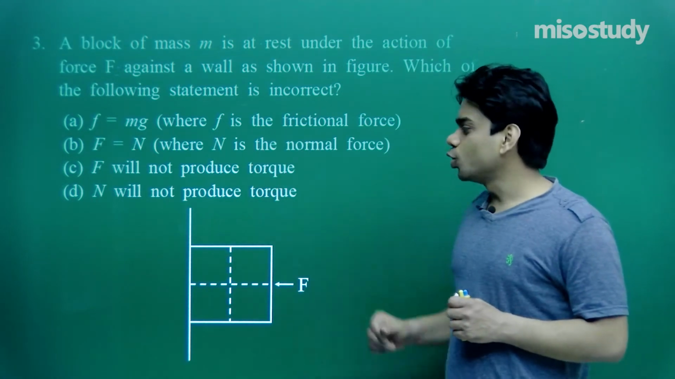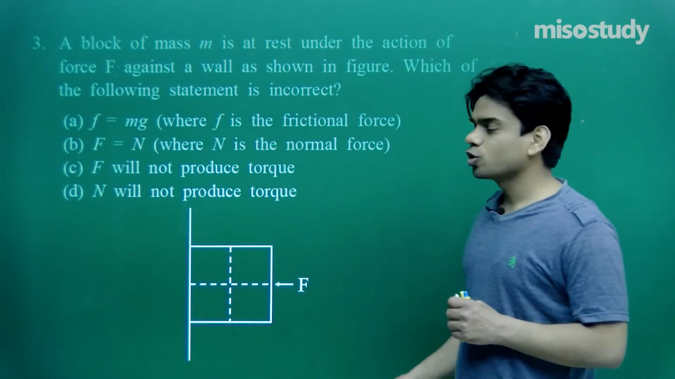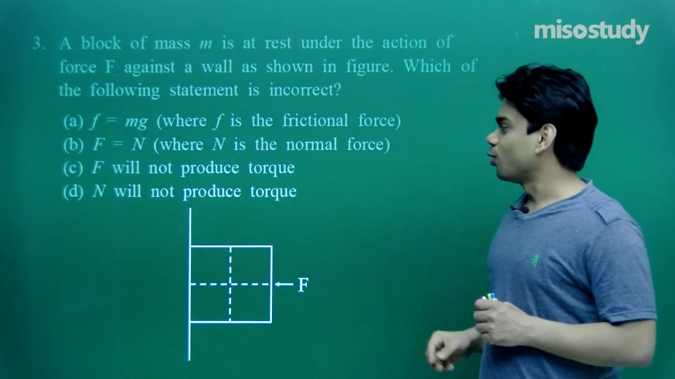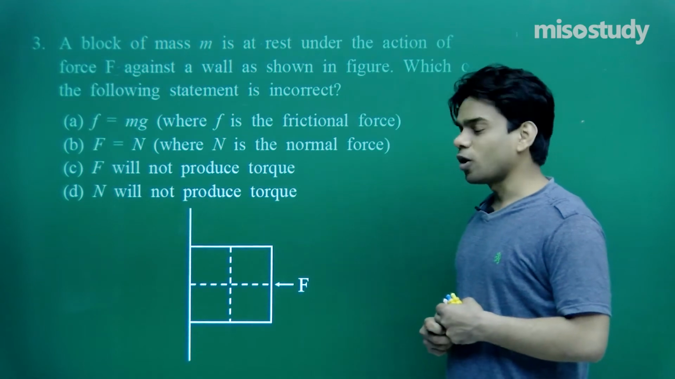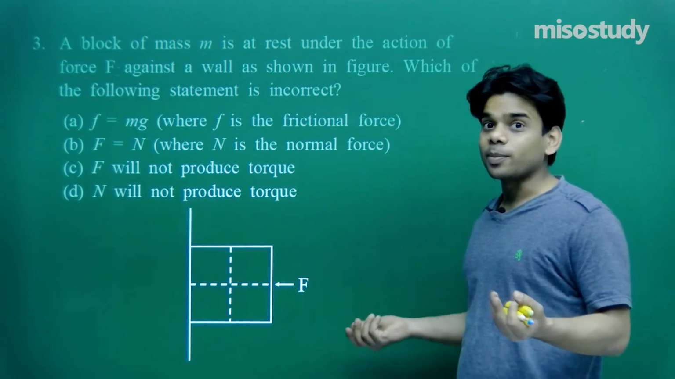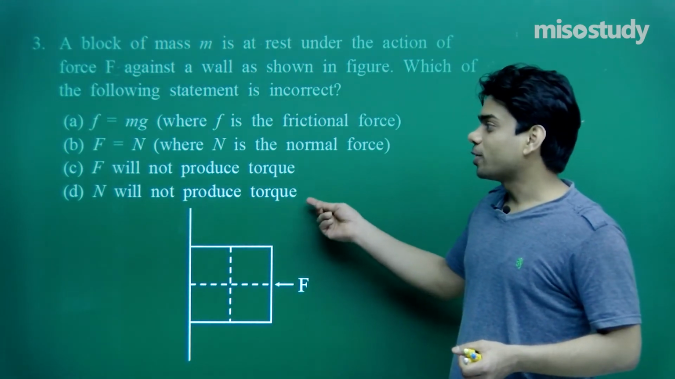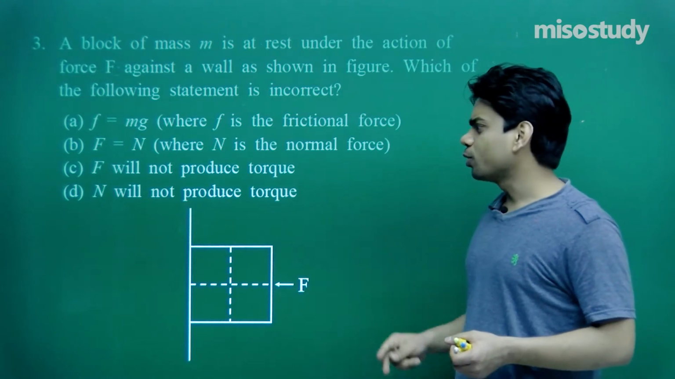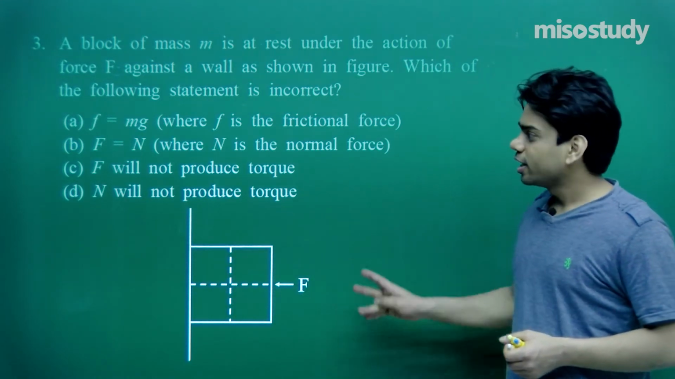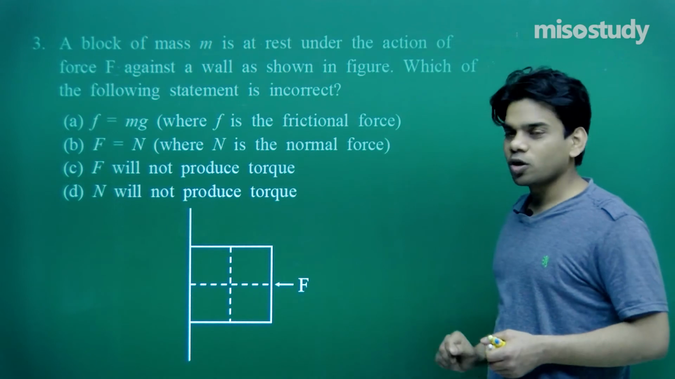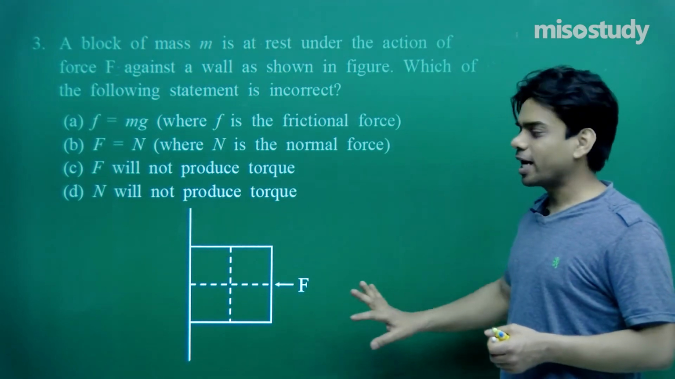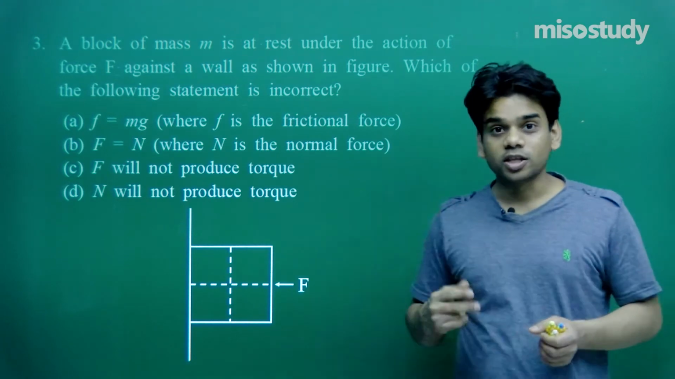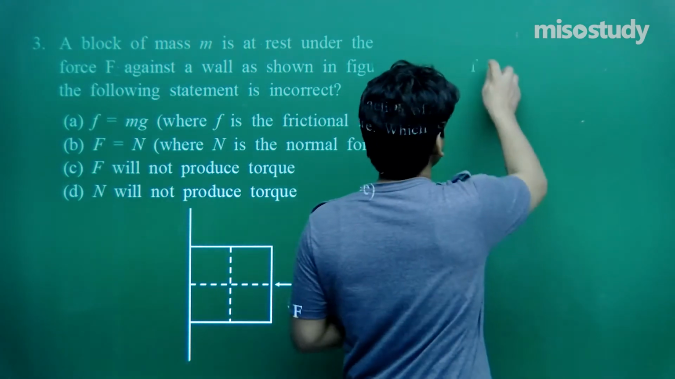Next, capital F is equal to N, where N is the normal reaction acting on the block. Capital F will not produce torque. Let's see whether capital F will produce torque or not. Option D: N will not produce torque. So we have these options. Now let me show you a free body diagram of this block, showing which forces are acting on it due to the wall and the rest.